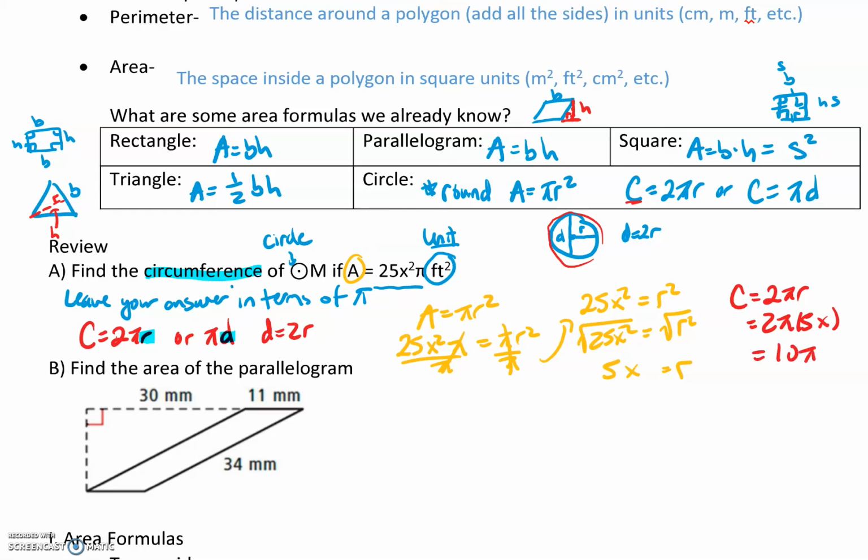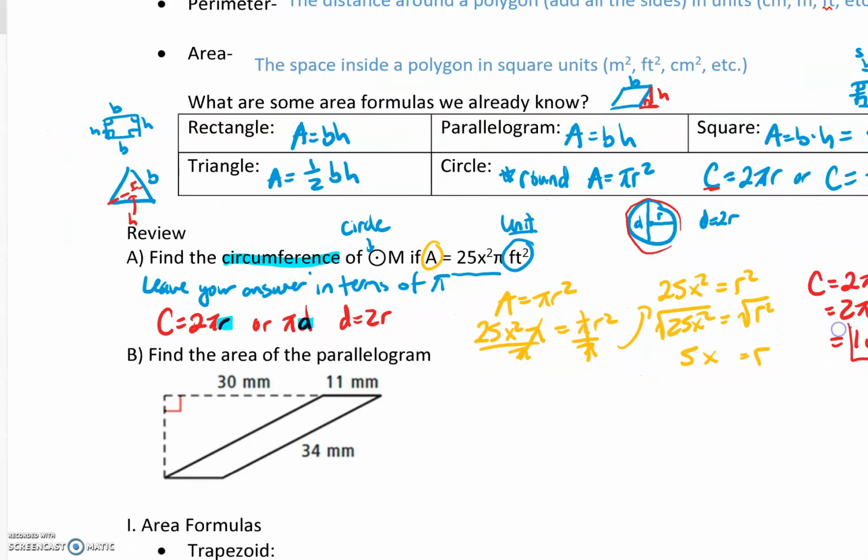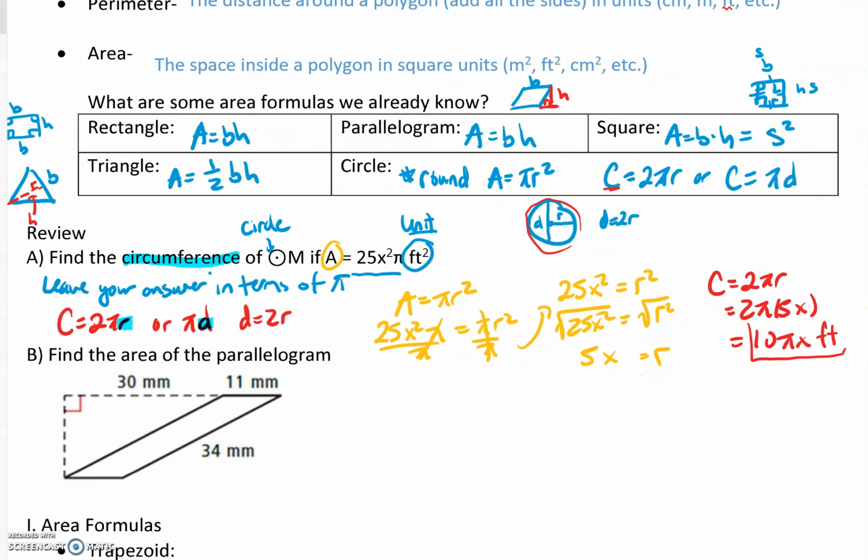So we'll get 10 pi x, and don't forget your units. Circumference is plain old units. So 10 pi x feet is the circumference. Okay.